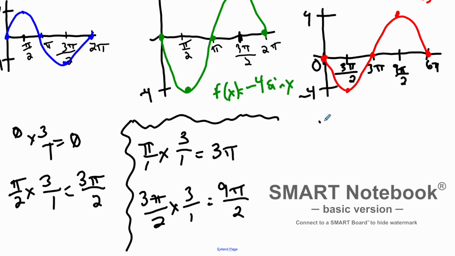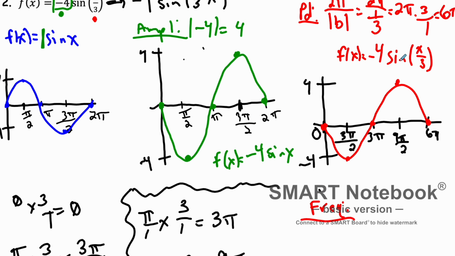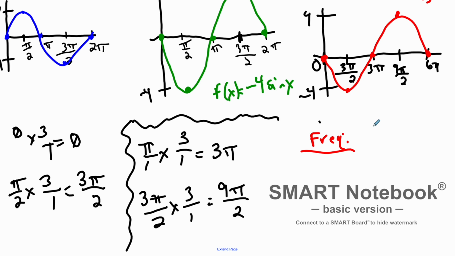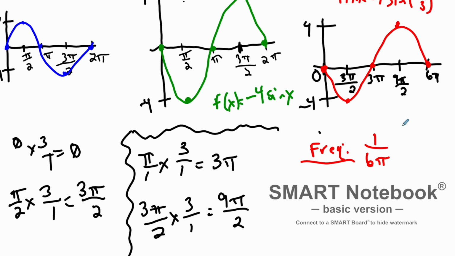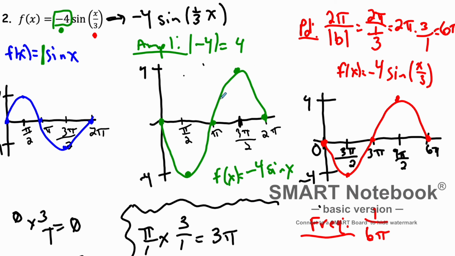One more thing we want to do here is label the frequency. So again, frequency is the reciprocal of period. Since the period was 6 pi, our frequency will be 1 over 6 pi. All right, so you got amplitude happening in the green graph, period happening in the red graph, which actually the period and the frequency both happen in the red graph. We're just not really talking about frequency as far as the graphing part of it. We're really just talking about the period when we do that part there.